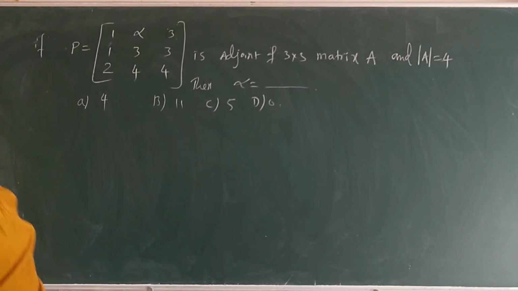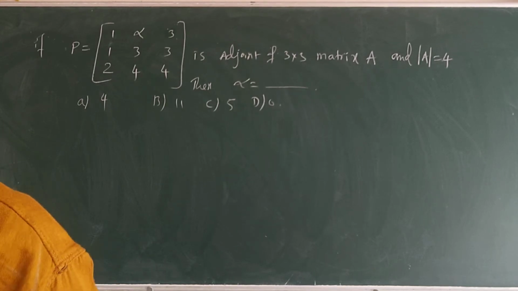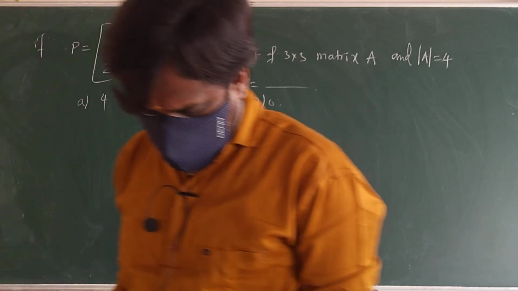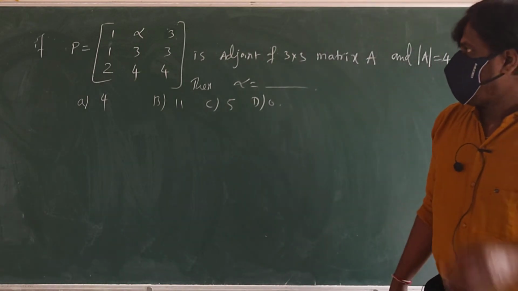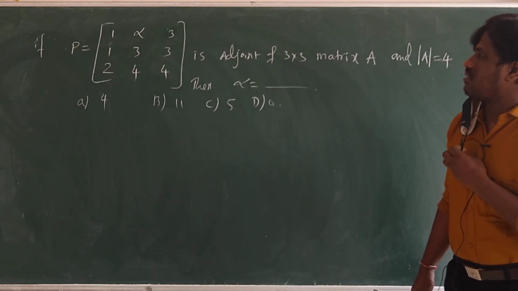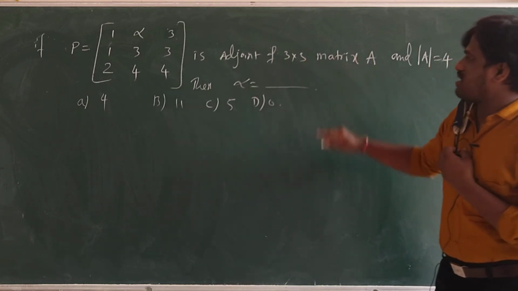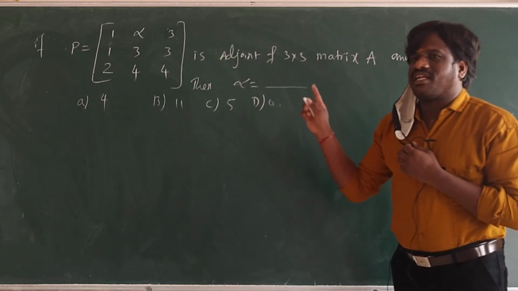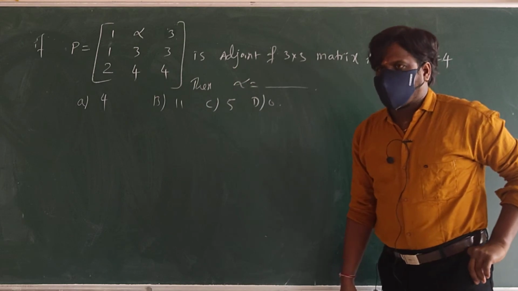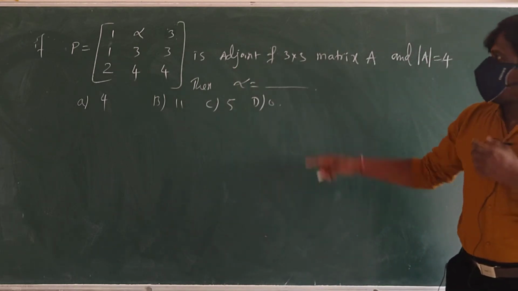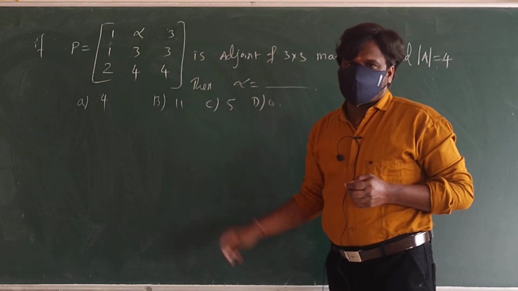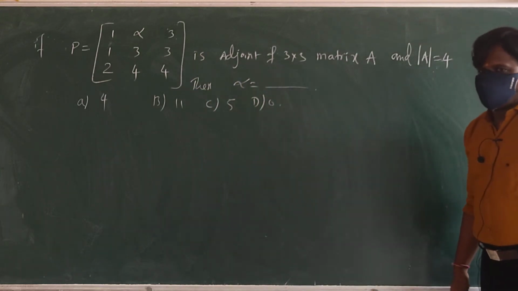Let's see here. What was the question? If P is equal to the matrix as given, an important JEE previous year question. Listen carefully: P is the adjoint of A. They have not given the matrix A here; they have given the adjoint matrix of A, and the determinant of A is 4, not this determinant. You have to find alpha.